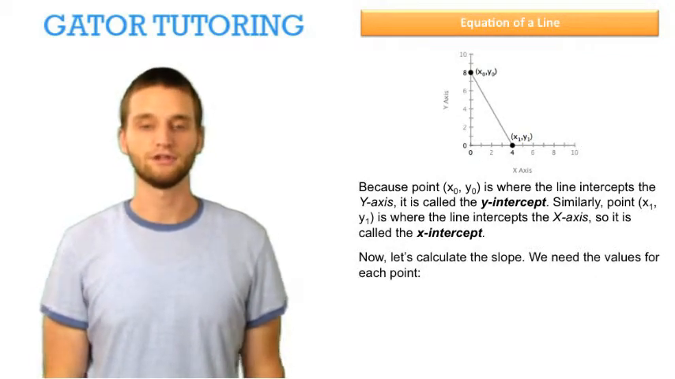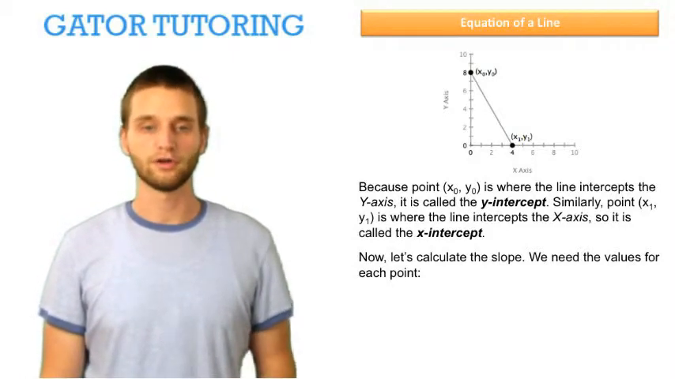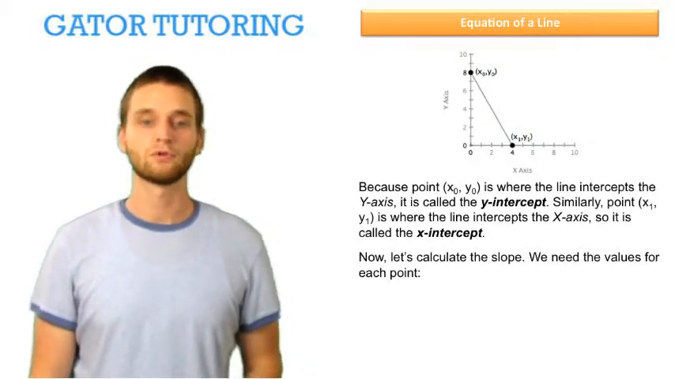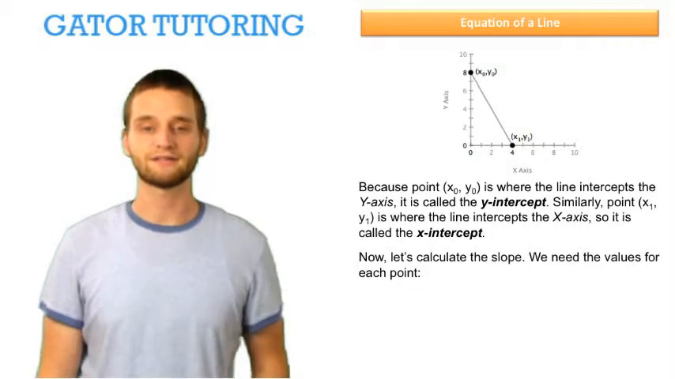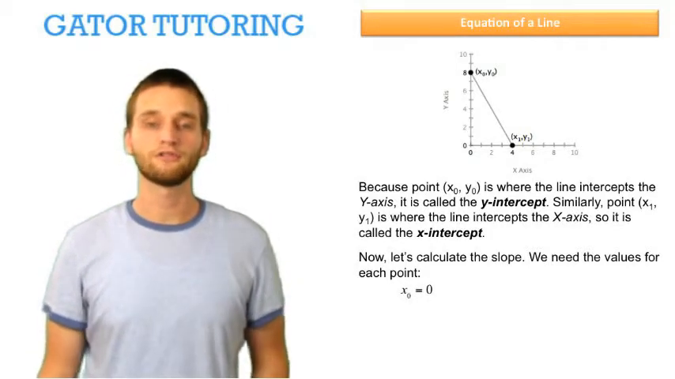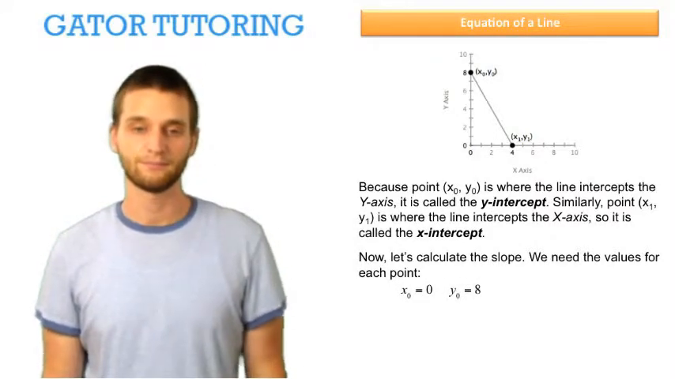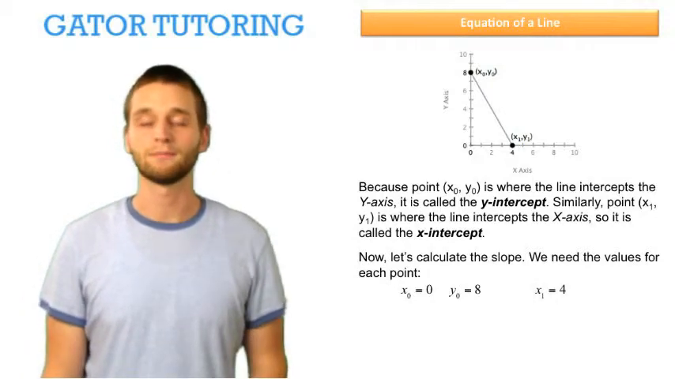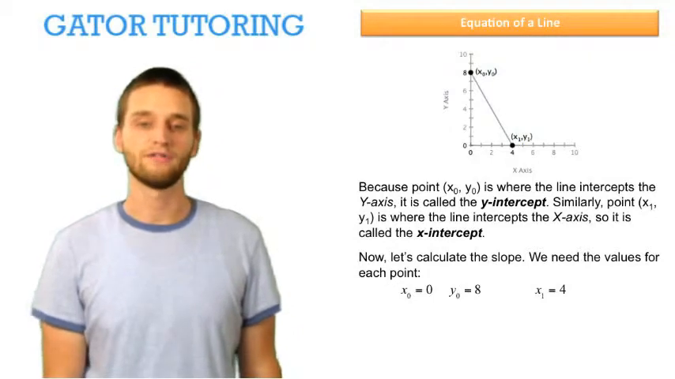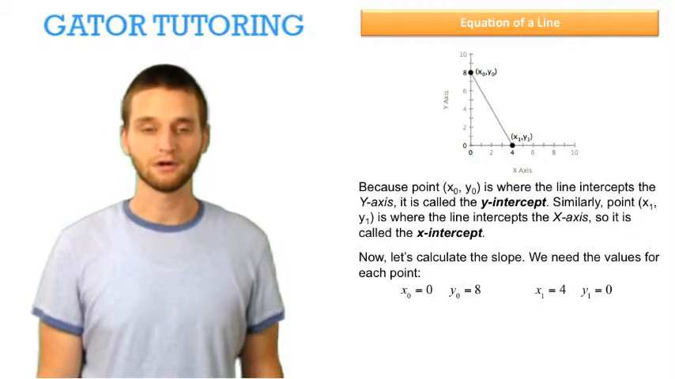Now let's calculate the slope. We need the values for each point. First, let's find the values for the first point. The x0 value for the point x0, y0, we just look at the point and go down to the x-axis, and we see that it's 0. So x0 is 0. Similarly, for y0, we look at the point, go over to the y-axis, and we see that it's 8. For the second point, we look at the point, go down to the x-axis, we see that x1 is 4. And to find the y1 value, we just look at that point, go over to the y-axis, and we see that y1 is 0.